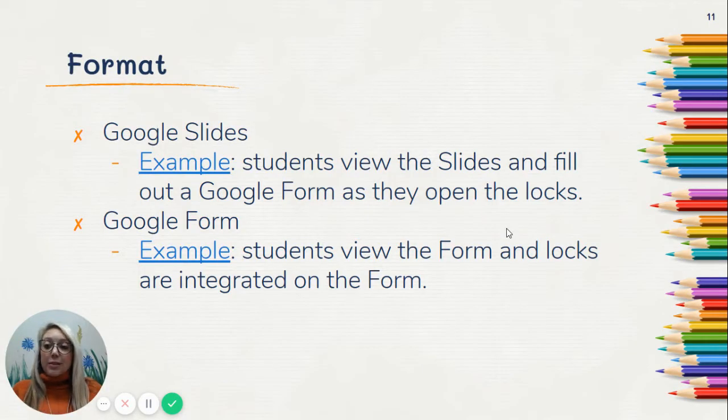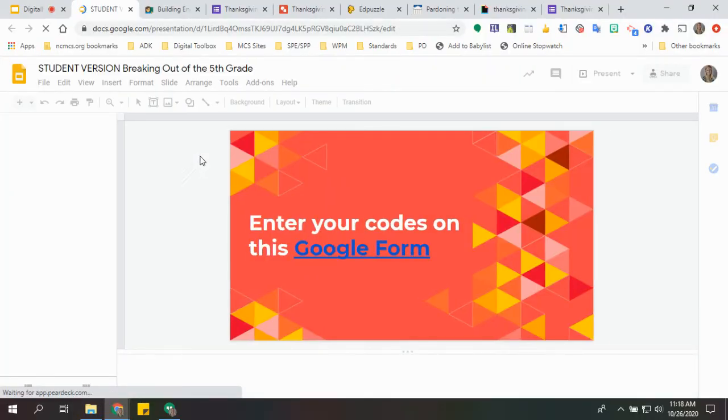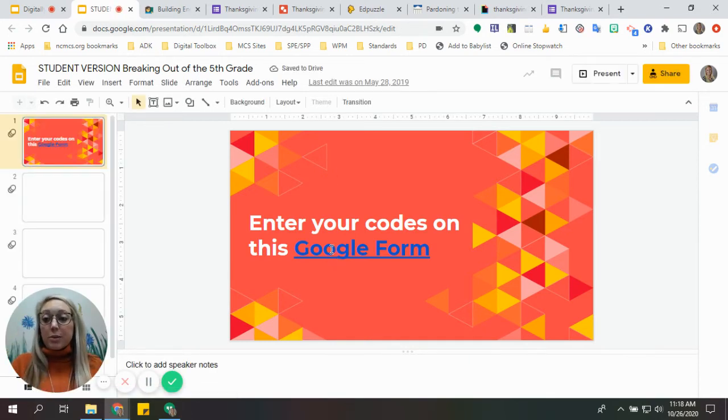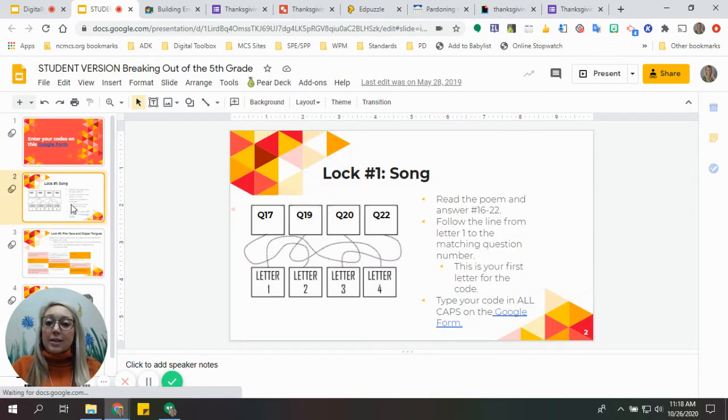The format is another thing that you need to consider as you start your planning process. My example for Google Slides is linked here. So students would view each of these slides and enter their codes on the Google form. So you still use a Google form if you're using this Google Slides version, but each of the slides has the lock and the directions on it.